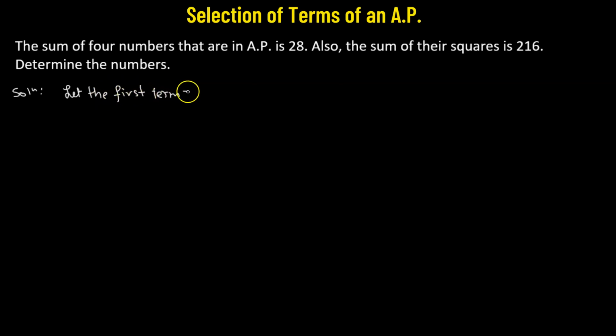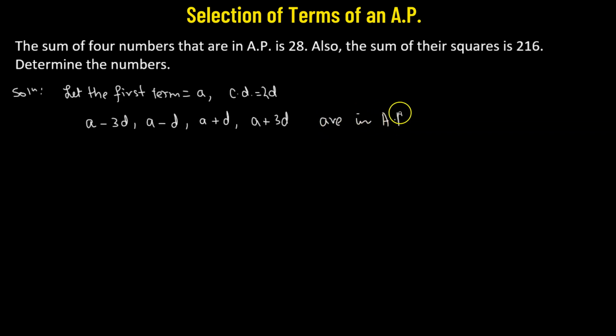Since the numbers are in AP, we'll also have to specify the common difference. So let's say the common difference is represented by 2D. This will become evident in a moment, where we're choosing 2D. Now we have to consider the four numbers which are in AP. So these numbers are A minus 3D, A minus D, then we have A plus D and A plus 3D. These are the four numbers in arithmetic progression, and here we'll see that the common difference will be 2D.